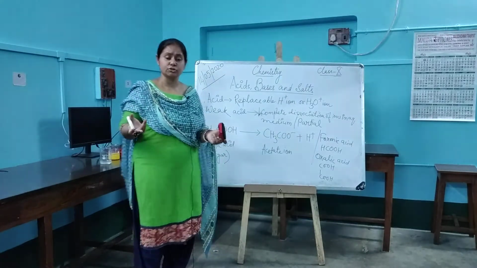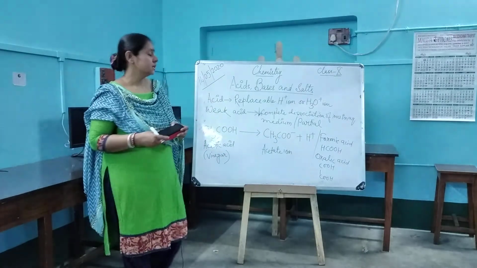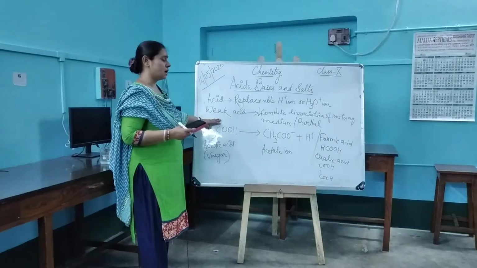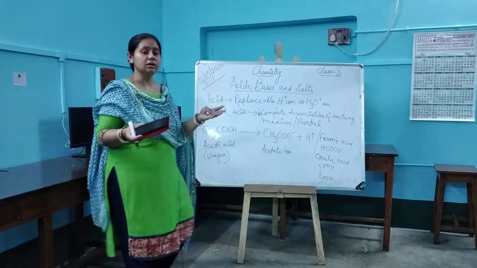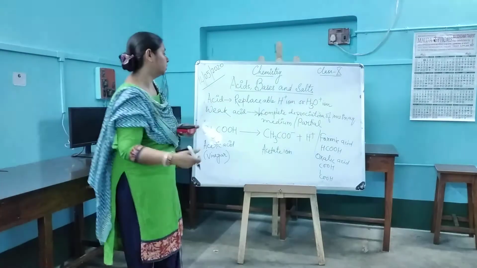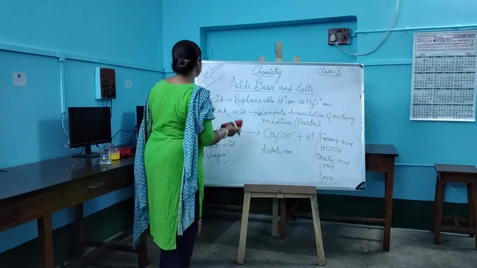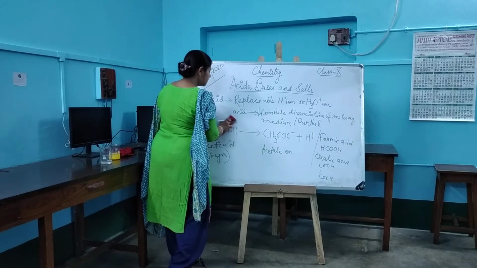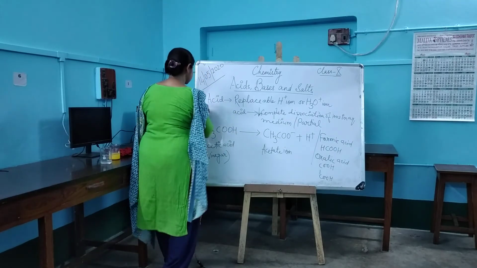Any kind of citrus fruit, they have citric acid, isn't it? So this is how we classify a strong acid and a weak acid. Now, let us move on to another part, that is concentrated acid.